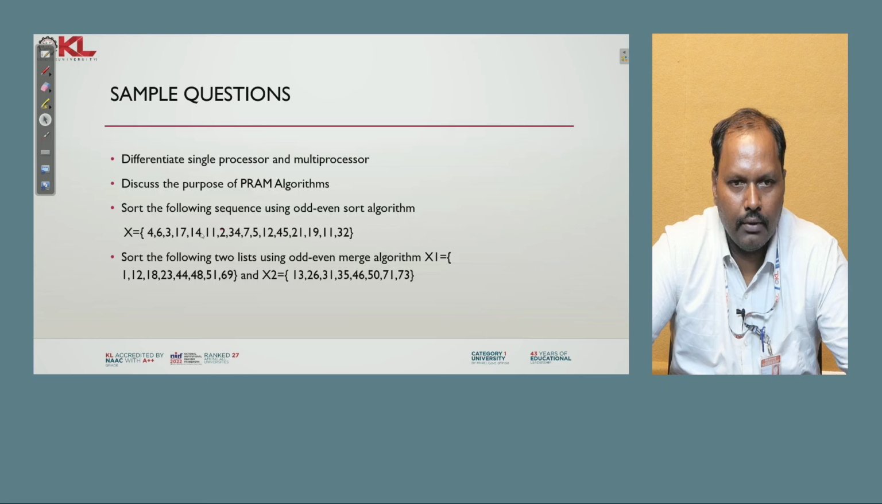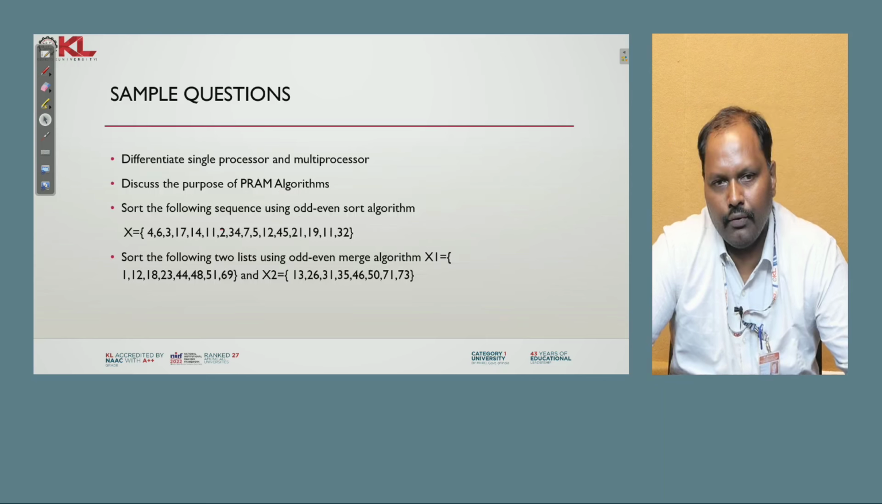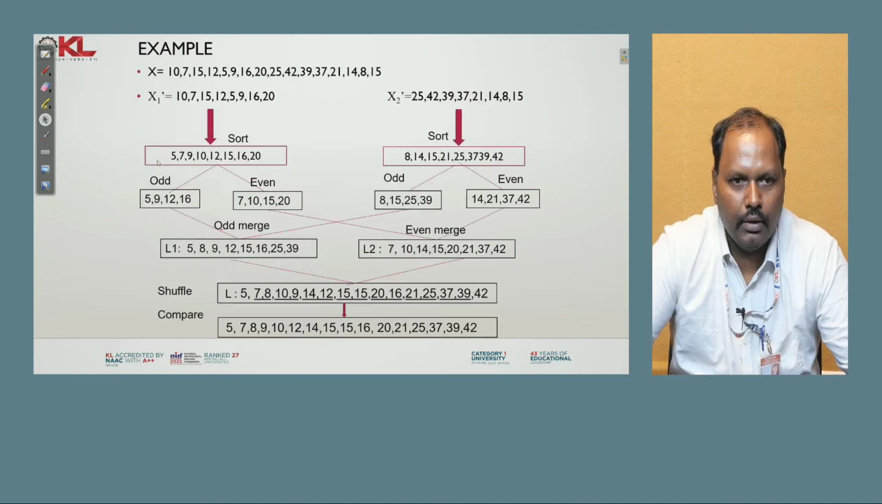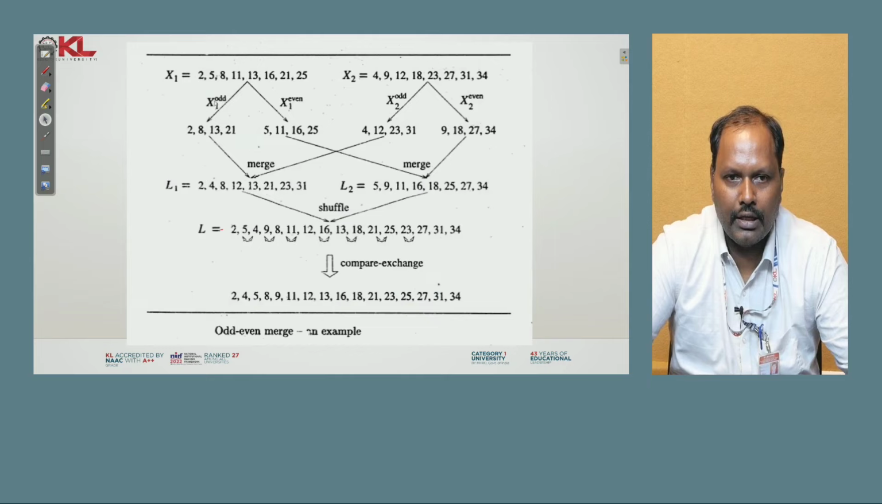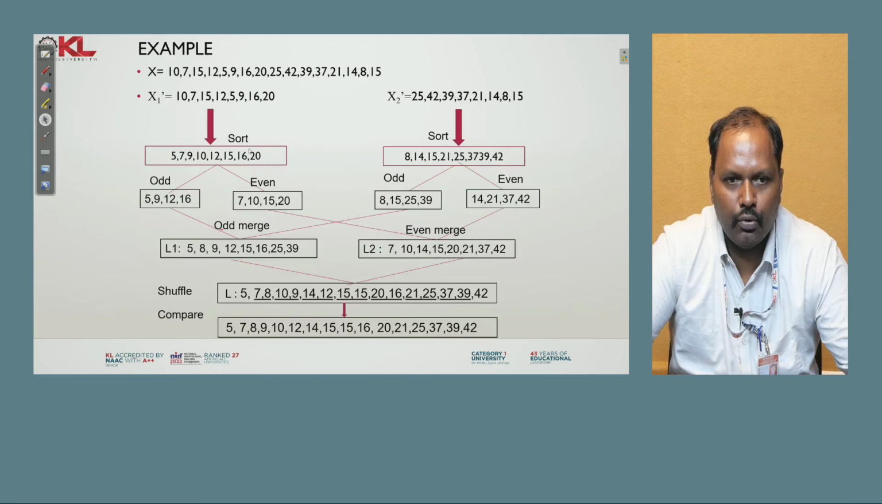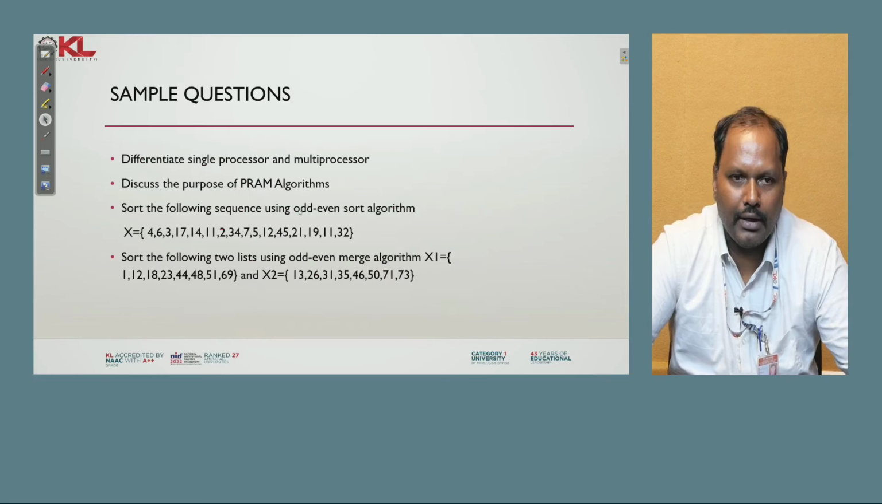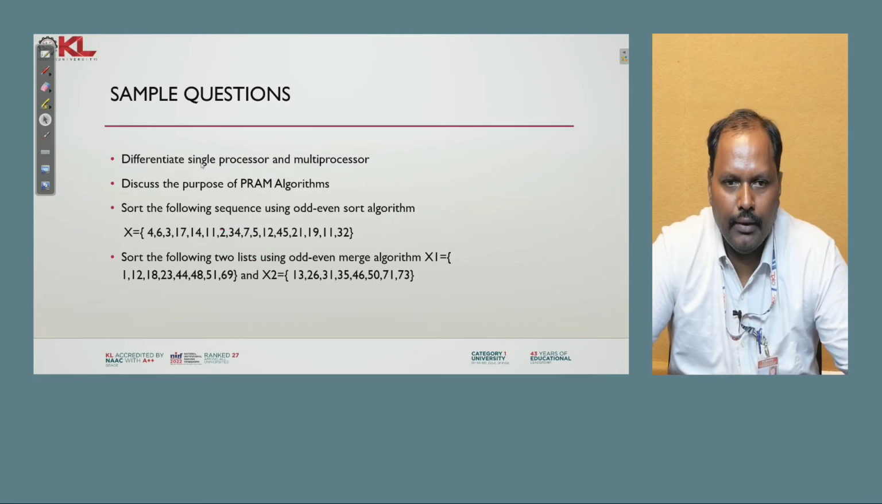Next is the differentiation between merging and sorting. Here x1 and x2 are there, with x1 odd, x1 even, x2 odd, x2 even, and positions are taken care of. Then levels L1 and L2, after that shuffle the data in increasing order. For the sorting technique, first we sort the elements, then as usual follow merging: L1 is x1 odd and x2 odd, L2 is x1 even and x2 even. Shuffle the data and compare the data. This is the normal comparison of PRAM odd-even merging and sorting.